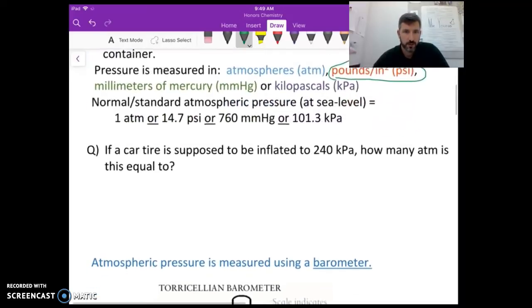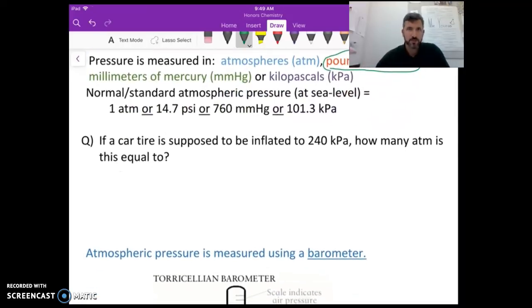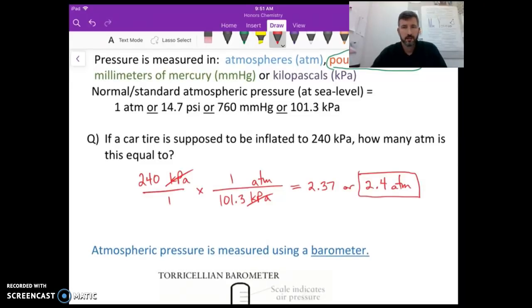So a quick conversion here, you can try this one. Just use dimensional analysis for this one. And I'll give you a second to give it a shot. Starting with 240 kPa, convert that into atmospheres. Okay, so you should have gotten about 2.4 atmospheres, just dividing by the relationship between atmospheres and kPa. There's 101.3 kPa equal to 1 atmosphere.